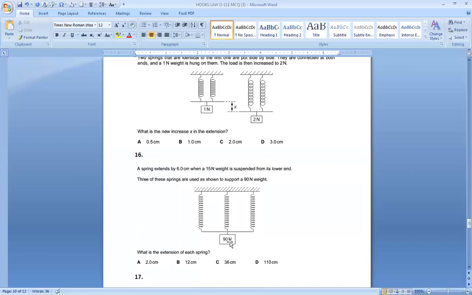90 Newton means I have increased the weight 6 times. So the extension will increase 6 times. The 2 into 6 is 12. So 12 centimeter will be the total extension.